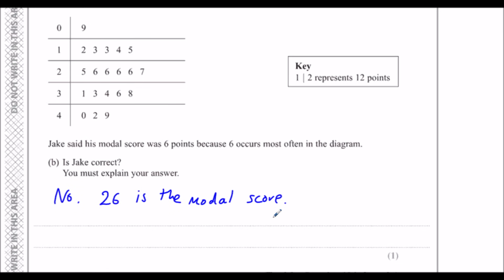We could say he's misread it. It's only 1 mark, so 26 is the modal score, will be okay. We could say he's misread it and he's looked at the 1s instead of taking the whole numbers, but 26 is the modal score, will be enough there.